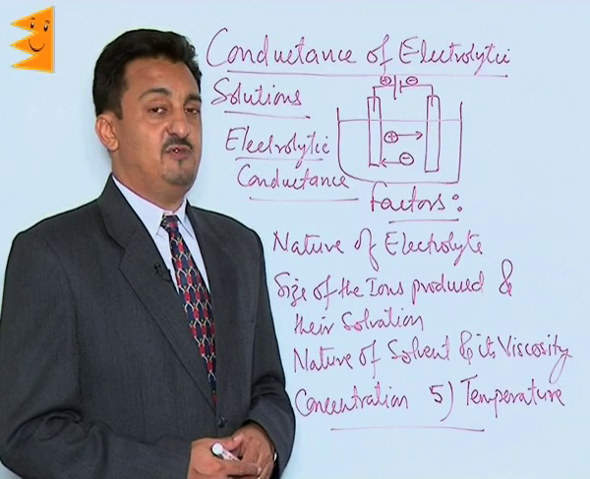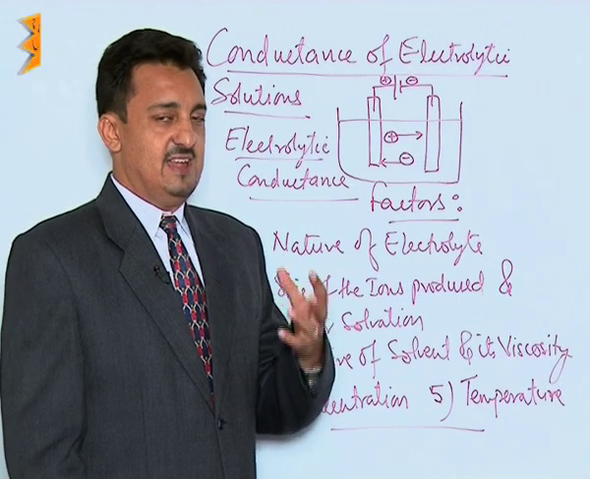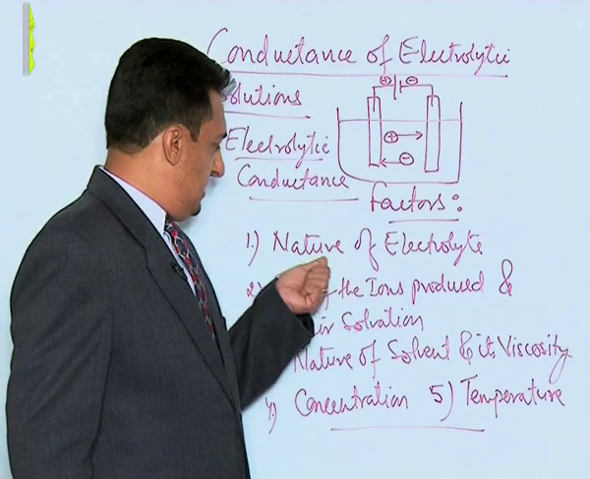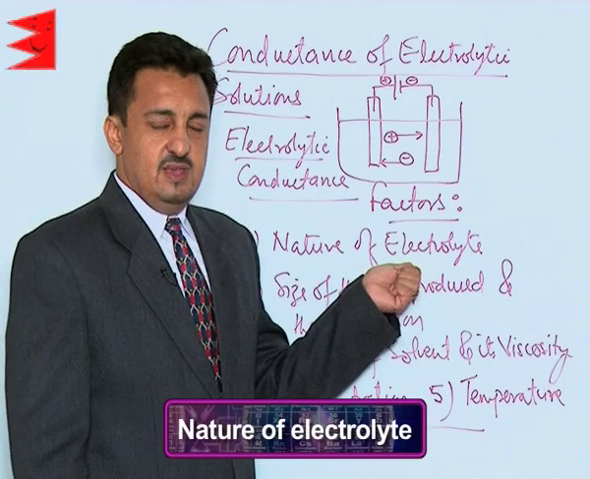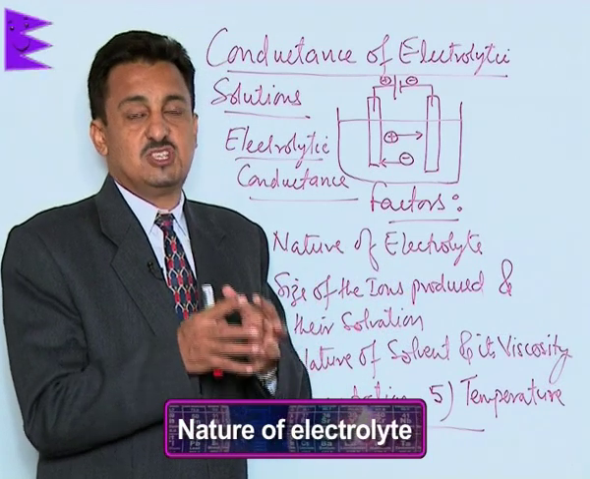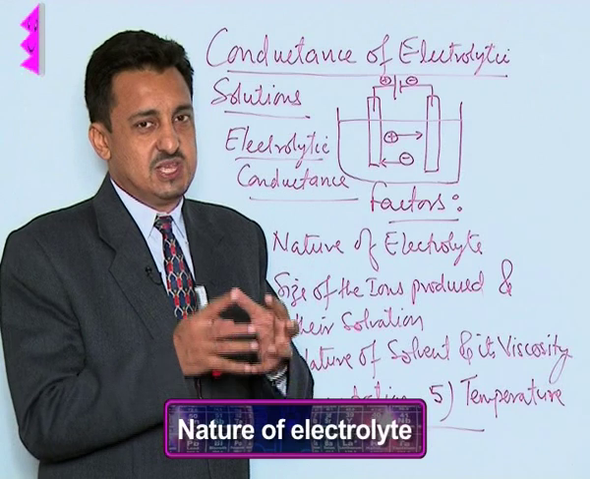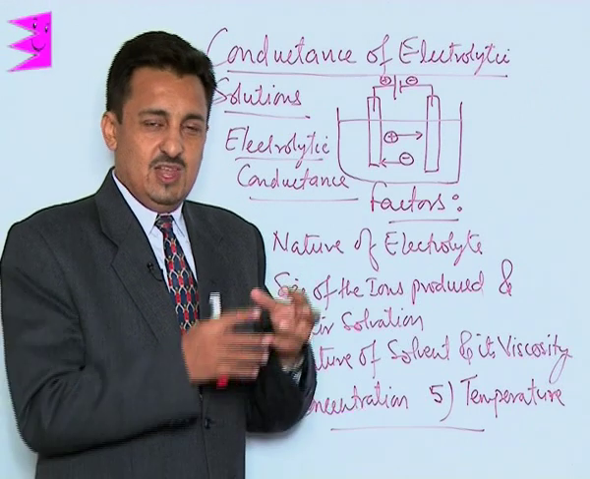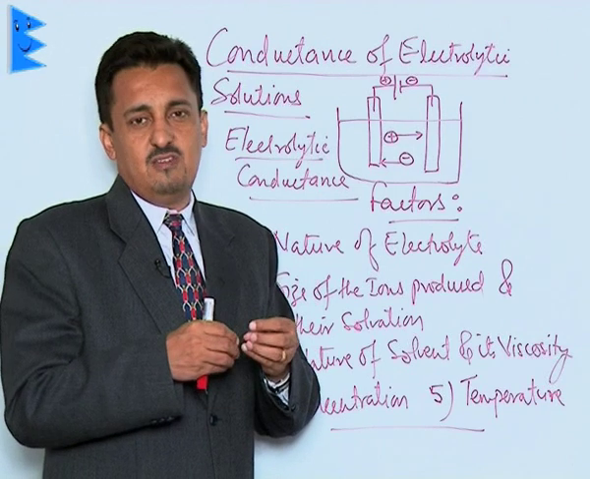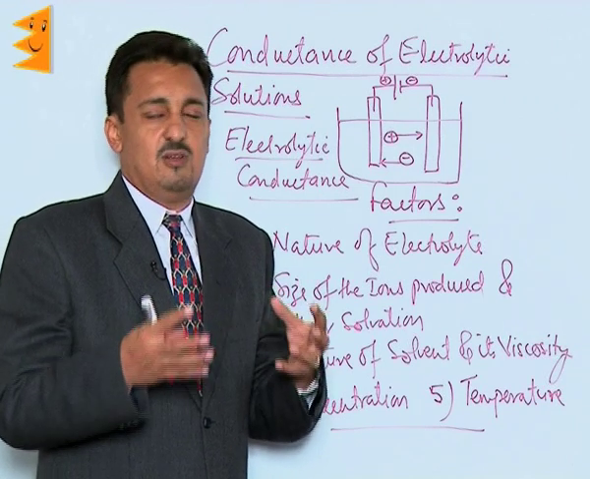Now let us understand the factors on which the electrolytic conductance depends. The first factor is the nature of the electrolyte. The electrolyte or the salt which we are taking must be a strong electrolyte. It should dissociate completely, so that whatever the moles of the electrolyte taken, it is going to give the corresponding number of ions out of it.